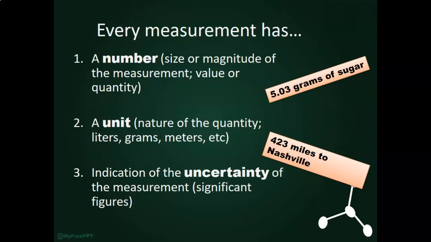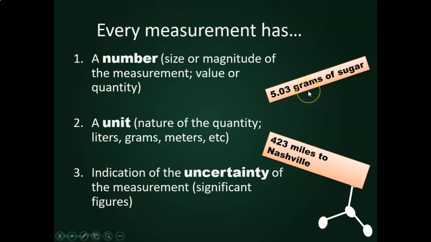Every measurement has three parts to it. A number, which represents the value or the size or magnitude of the measurement. So here is a measurement, 5.03 grams of sugar. The 5.03 would be the number, right? 423 miles to Nashville, 423 would be the number.